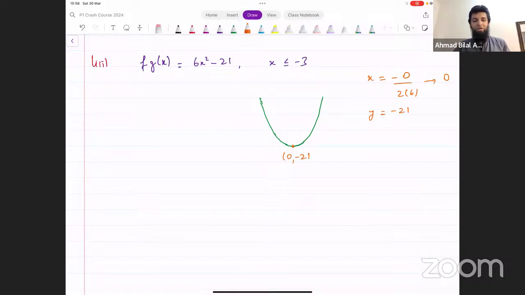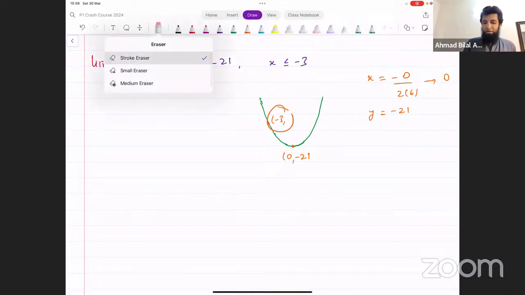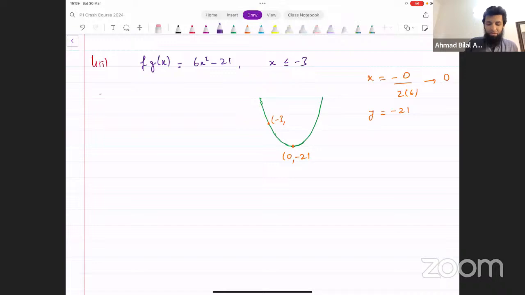Where is -3 going to be? Is it on the left side of the turning point or the right side? It's on the left side. So it's going to be here. The x coordinate is -3. And what about the y coordinate corresponding to -3? If you input -3 here, fg of -3, what does that give you? 6 into 9 minus 21, that's giving me 33. So the y coordinate here is 33.